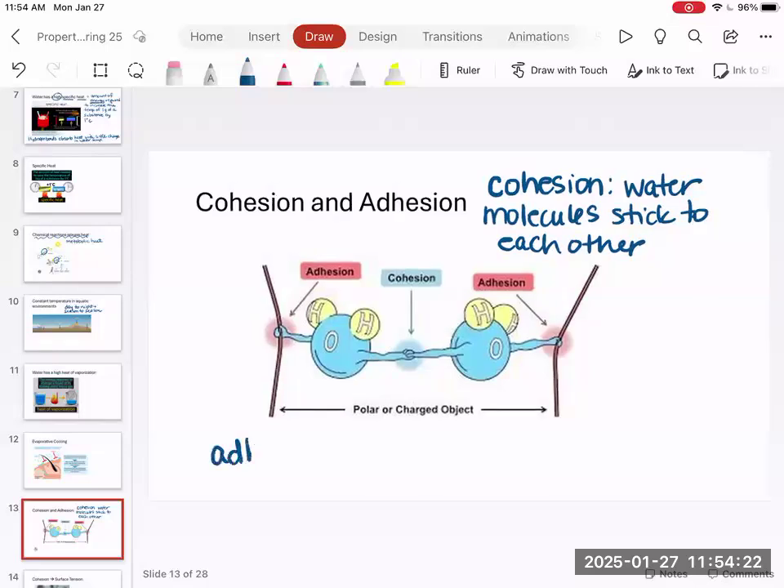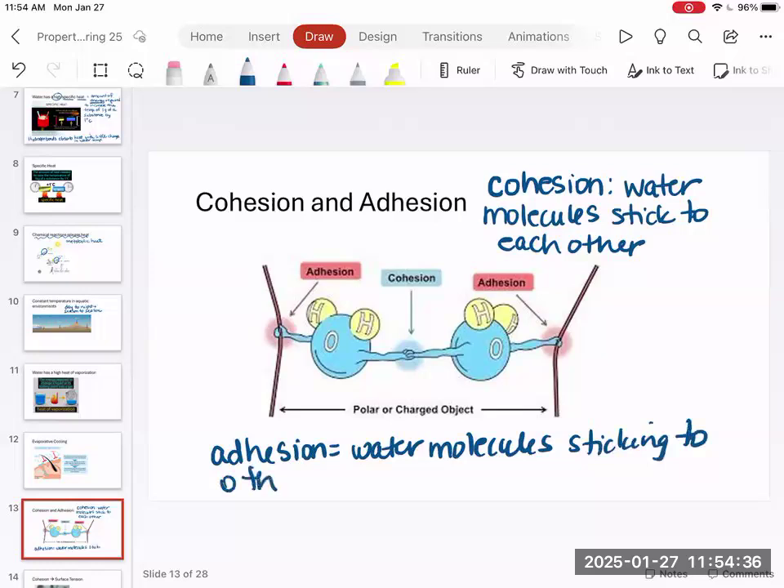Adhesion is water molecules sticking to other molecules. And these are actually charged molecules. You don't need to know that level of detail in this class, but you can see the water clinging to the sides of what might be a tube in this case. So when you're sucking water up a straw, essentially the charge on the surface of that straw is causing the water molecules to cling to the sides.